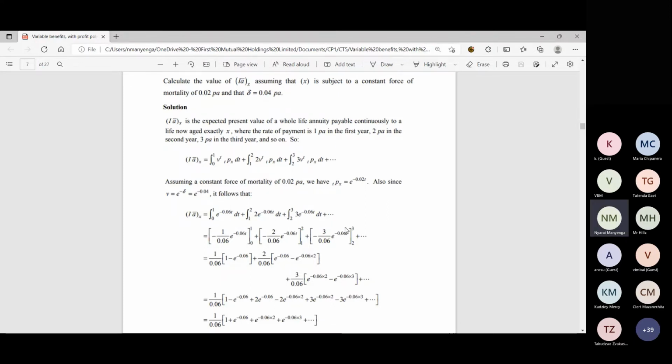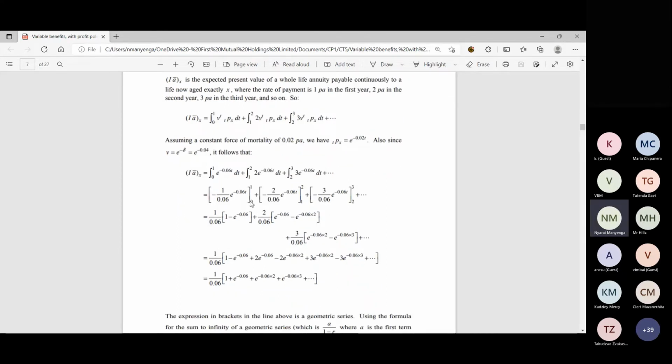When you now want to solve the integral part, you take out the constant, and the constant would be 1 over 0.06. Then you solve the integral parts in the brackets, and you see that this would be continuous. Once you've solved this, you see that it then simplifies to this here.